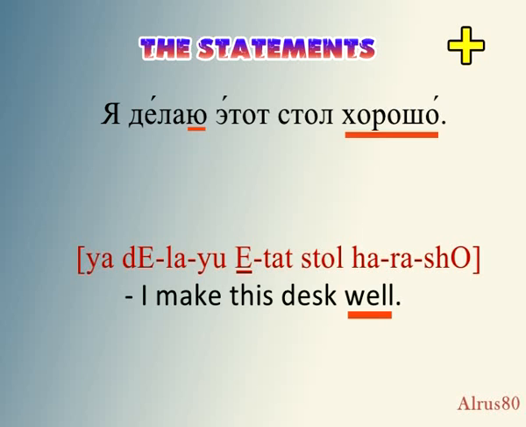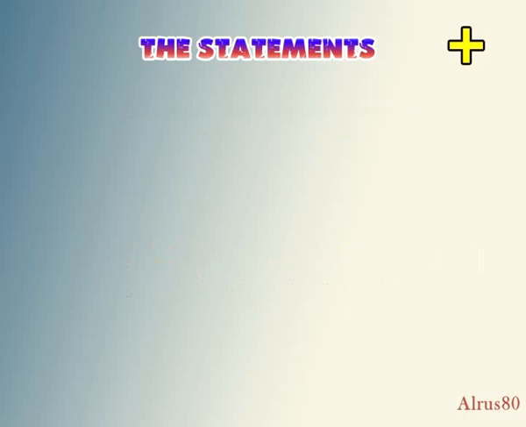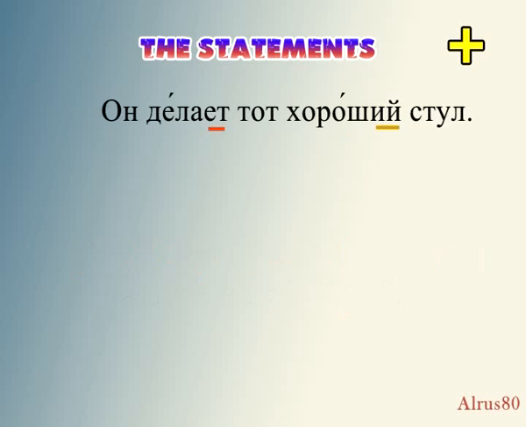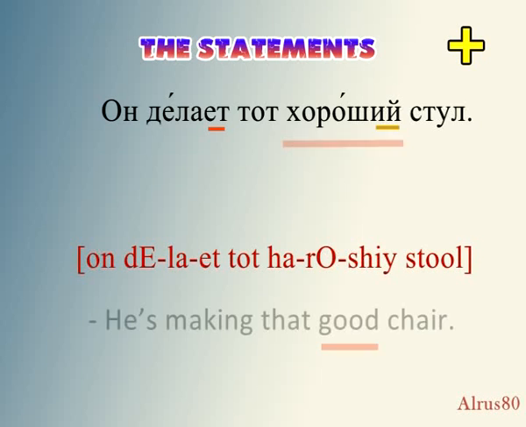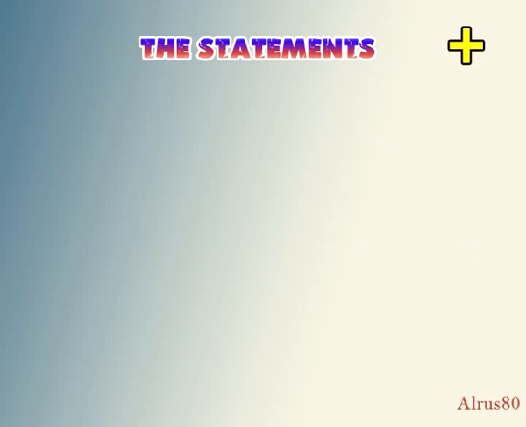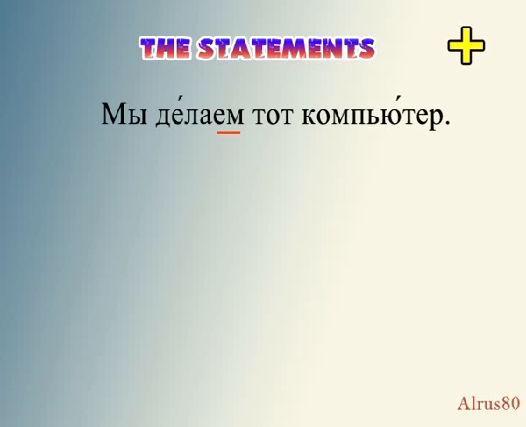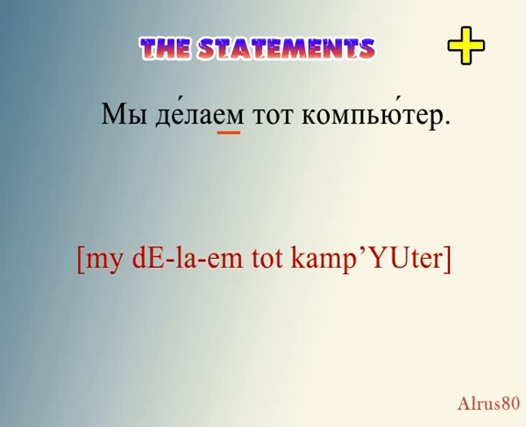Don't confuse the adverb хорошо with an adjective хороший, like in the next sentence. Он делает тот хороший стул. The adjective has respectively its masculine ending. And the final example for the statements: Мы делаем тот компьютер. We're making that computer.